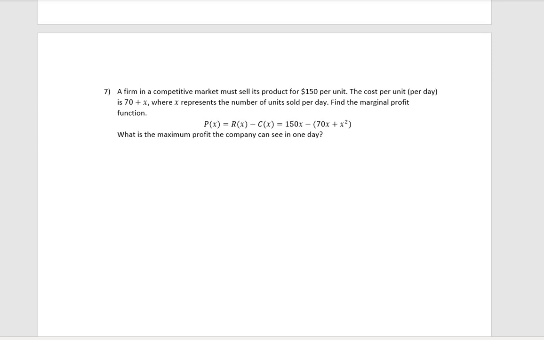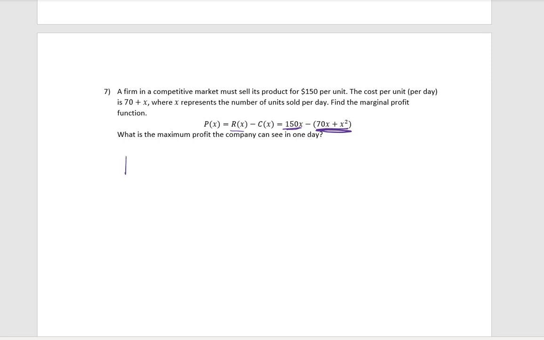So, what we have here is the revenue. Remember, revenue is the price of the product times how many you sell. And then the cost per unit is 70 plus x. So you multiply that by x, and that's how you get the total cost function, because it's the cost per unit times how many units you make.